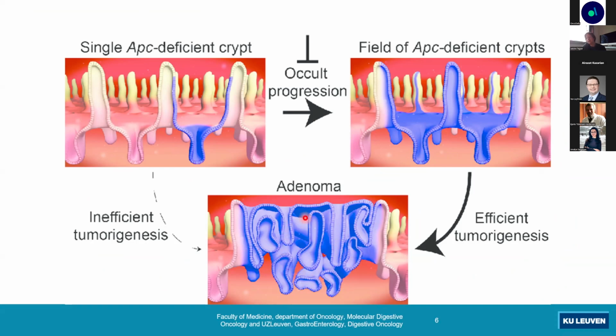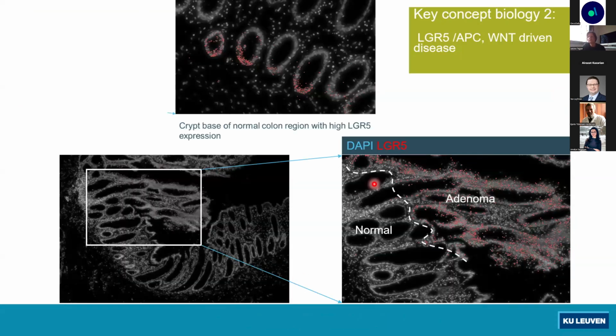And by definition, all these cells should be LGR5 because through this APC mutation, they have just gained the autonomy to be LGR5 anywhere they want. And that's also what we see. I don't know if the red will show very well on the screen, but here are the little LGR5 dots, which should be in the bottom of your normal crypts. But as we have a polyp here, all cells are LGR5 positive, and it's not restricted to the bottom of the crypt.